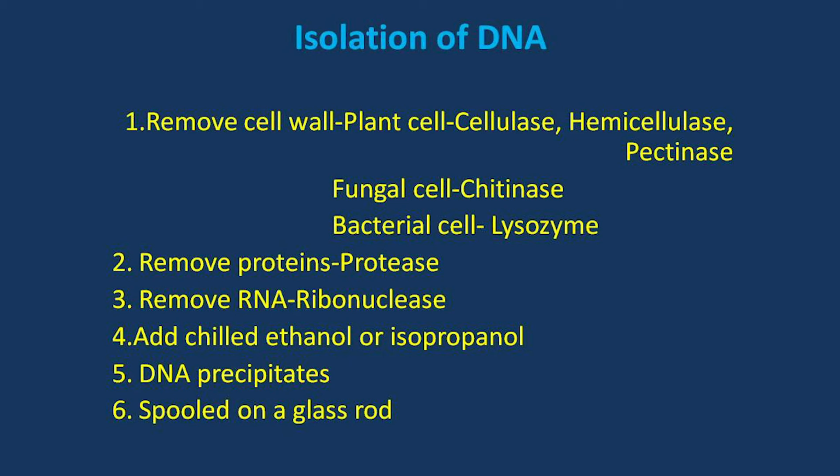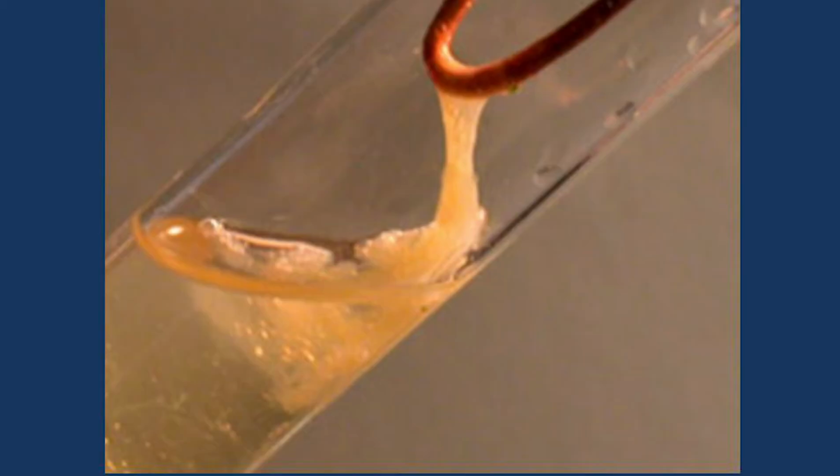Then using protease, we remove proteins in the cell. In the next step, using ribonuclease, we remove RNA. Then we add chilled ethanol or isopropanol, when DNA precipitates. This precipitated DNA comes to the top. It is spooled on a glass rod. In the picture you can see the isolated DNA.